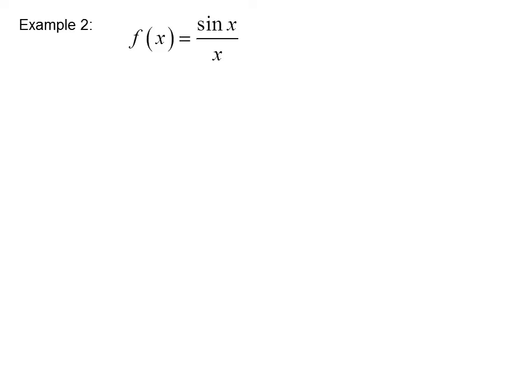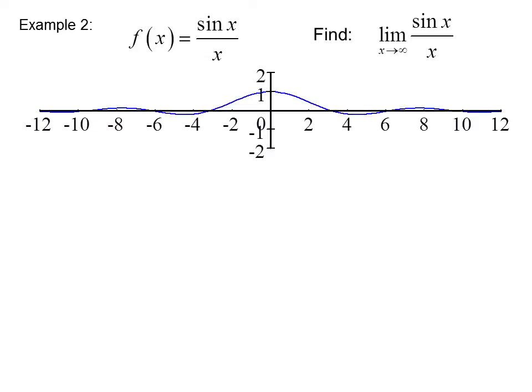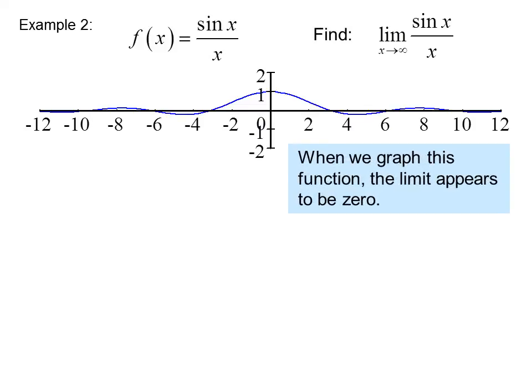Another example, f of x equals sine x over x. Find the limit as x goes to infinity of sine x over x. This is what the graph looks like. We've looked at the limit as x goes to 0. Now we're looking at the limit as x goes to infinity. When we graph this function, the limit appears to be 0.